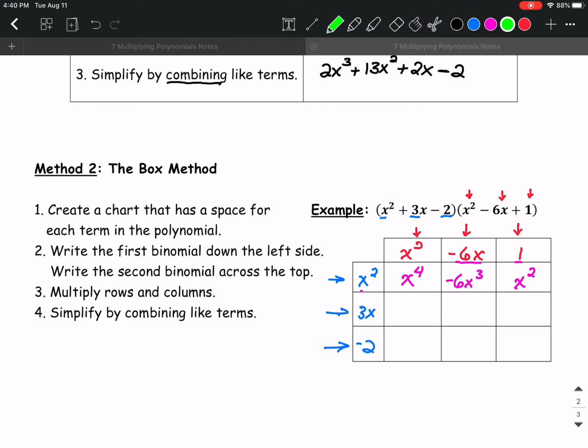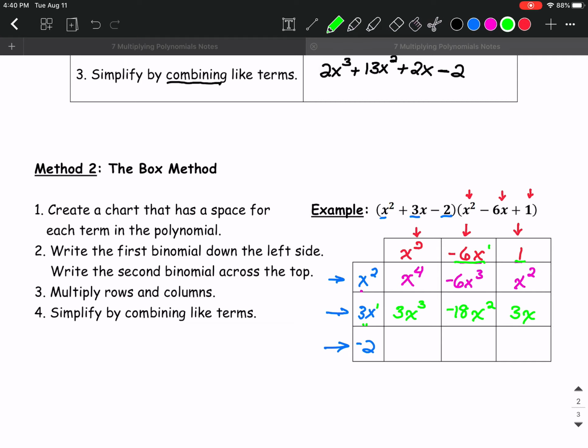Next row, we've got 3x times x squared. So we have 3x, we add the exponents, 1 plus 2 is 3. Now we're going to do 3x times negative 6x. 3 times negative 6 is negative 18. And for the x's, we got an exponent of 1 and an exponent of 1. That adds to 2. And now 3x times 1. 3 times 1 is 3. And we keep the x.